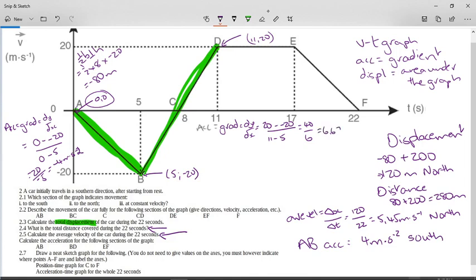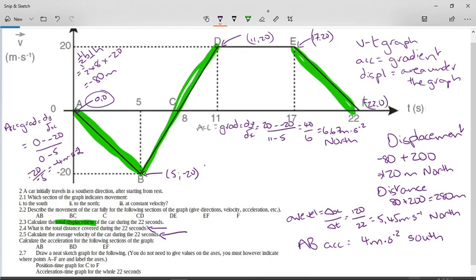If I put that into my calculator I get 6.67, and it's an acceleration, so it's meters per second squared, and because it is positive and acceleration is a vector, we are going to say north. Okay, and then finally it asks you for EF, and once again we need to find the coordinates. This one is 17, 20, and this one is 22, 0.